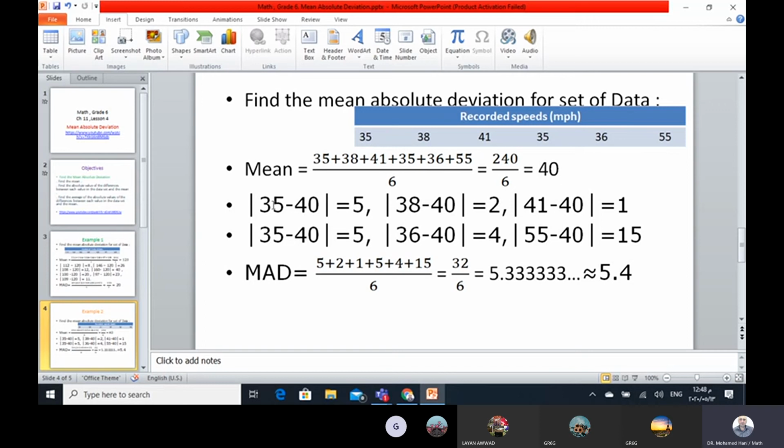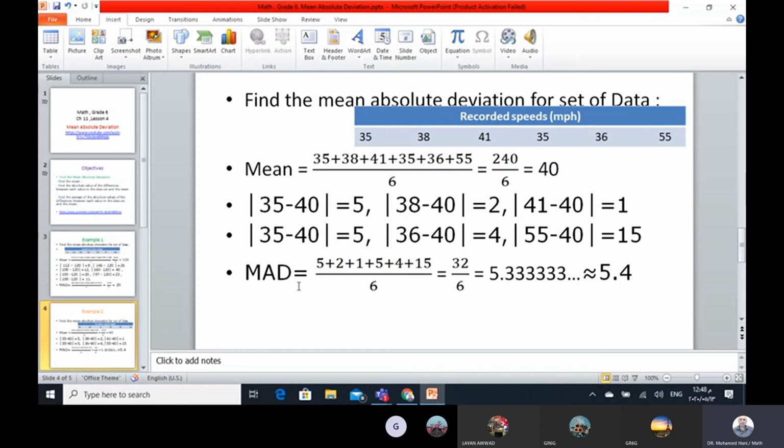35 minus 40, absolute value will be 5. 38 minus 40, absolute value will be 2. 41 minus 40, absolute value will be 1. 35 minus 40, absolute value will be 5. Then 36 minus 40, absolute value will be 4. Then 55 minus 40, absolute value will be 15. The third step, find MAD.